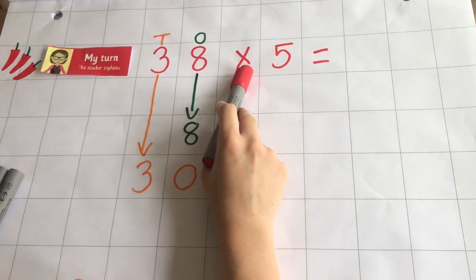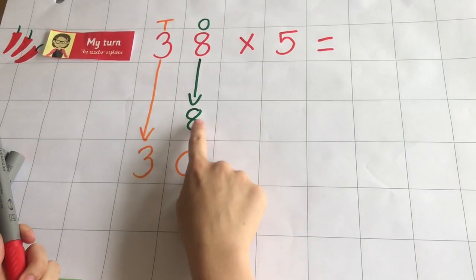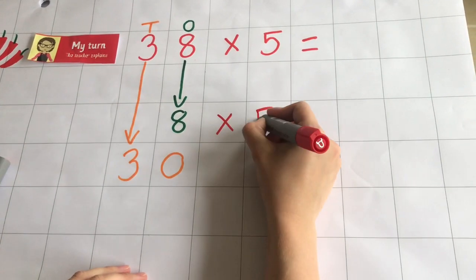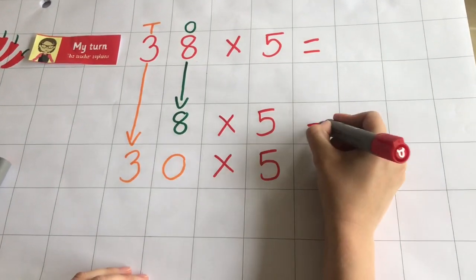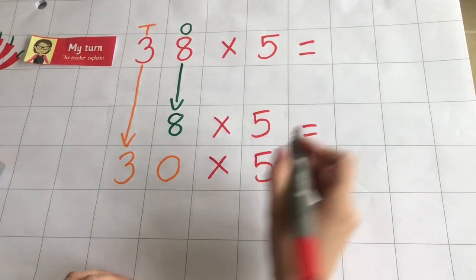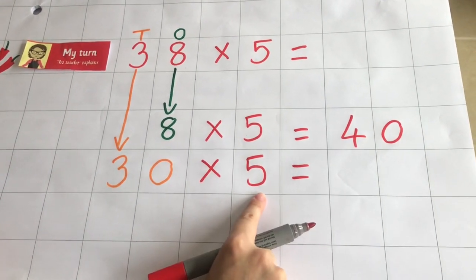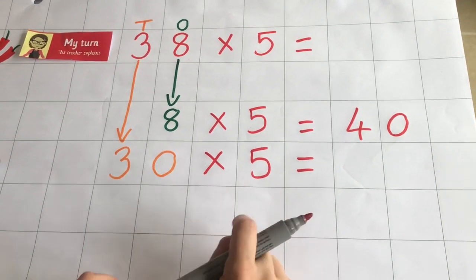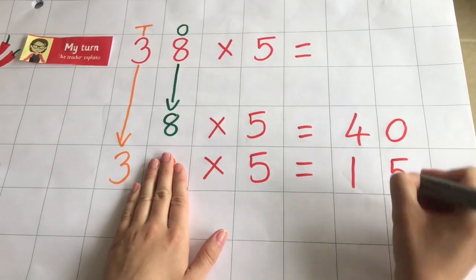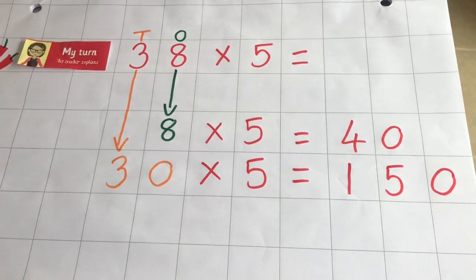Now it's asking us to times 38 by 5. So even though we split the number up, we're still going to times both 8 and 30 by 5 to give us 2 answers. So we're going to start 8 times 5 is, well done, it's 40. And 30 times 5. Now we can use what we did in Chilli 2 to help us with this. We know 3 times 5 is 15. So 30 times 5 equals 150.